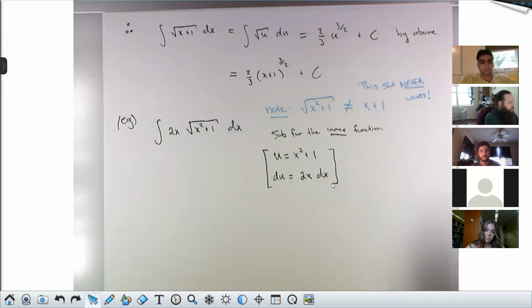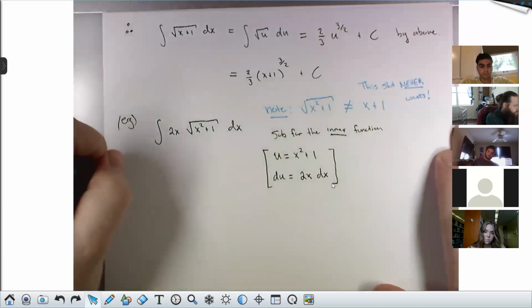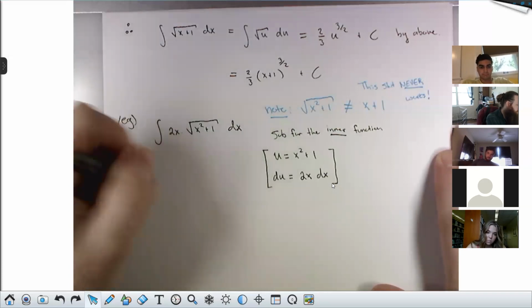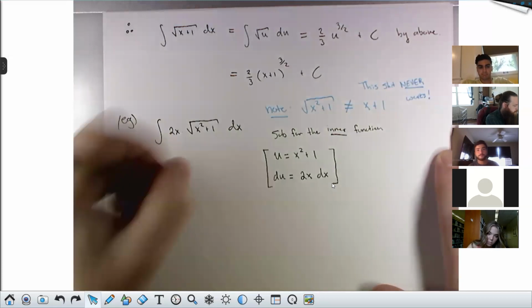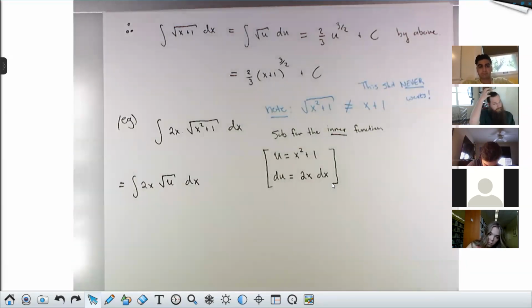All right. If I want to plug this in, let's just see what happens. I'm going to do one thing at a time. So I'm going to leave that 2x. The square root of x squared plus 1 becomes the square root of u, because u is x squared plus 1. And dx, I'm just going to leave as dx for now. This thing on its own has no meaning, because it has a mixture of variables. It has u's and x's. It's got a dx here. That's not okay. You cannot integrate at this step.